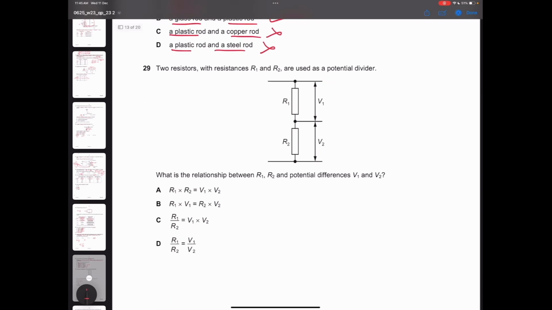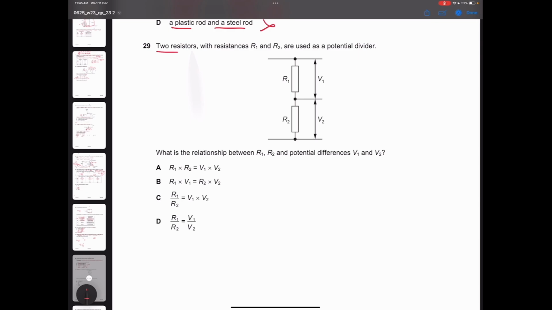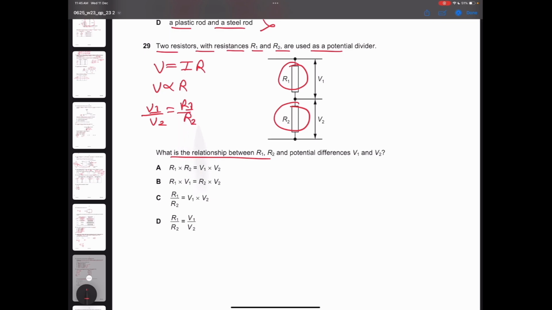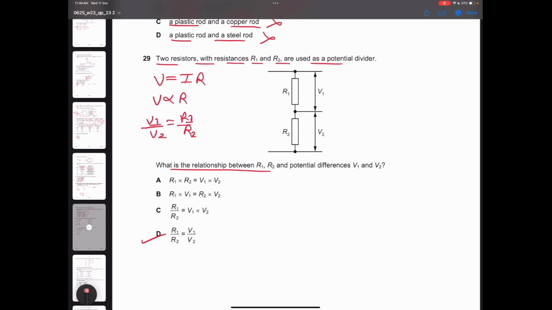Now, question number 29. Two resistors with resistance R1 and R2 are used as a potential divider. Which relationship? Now, in this, you can do it multiple ways. We know that this is just a series circuit, and V is equal to IR. In a series circuit, I is constant. So we can say V is directly proportional to R. So V1 over V2 is equal to R1 over R2, right? Answer is D. V1 over V2 equals R1 over R2 is your answer, which is option number D.